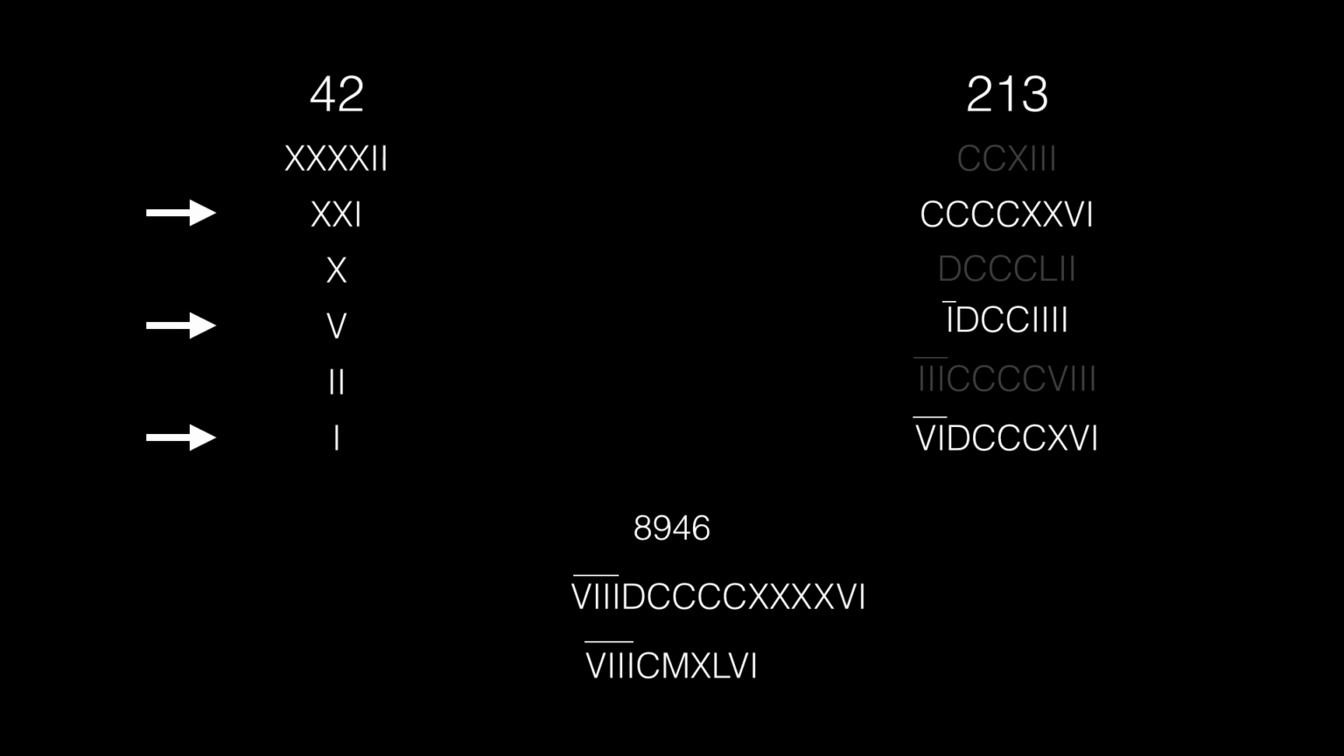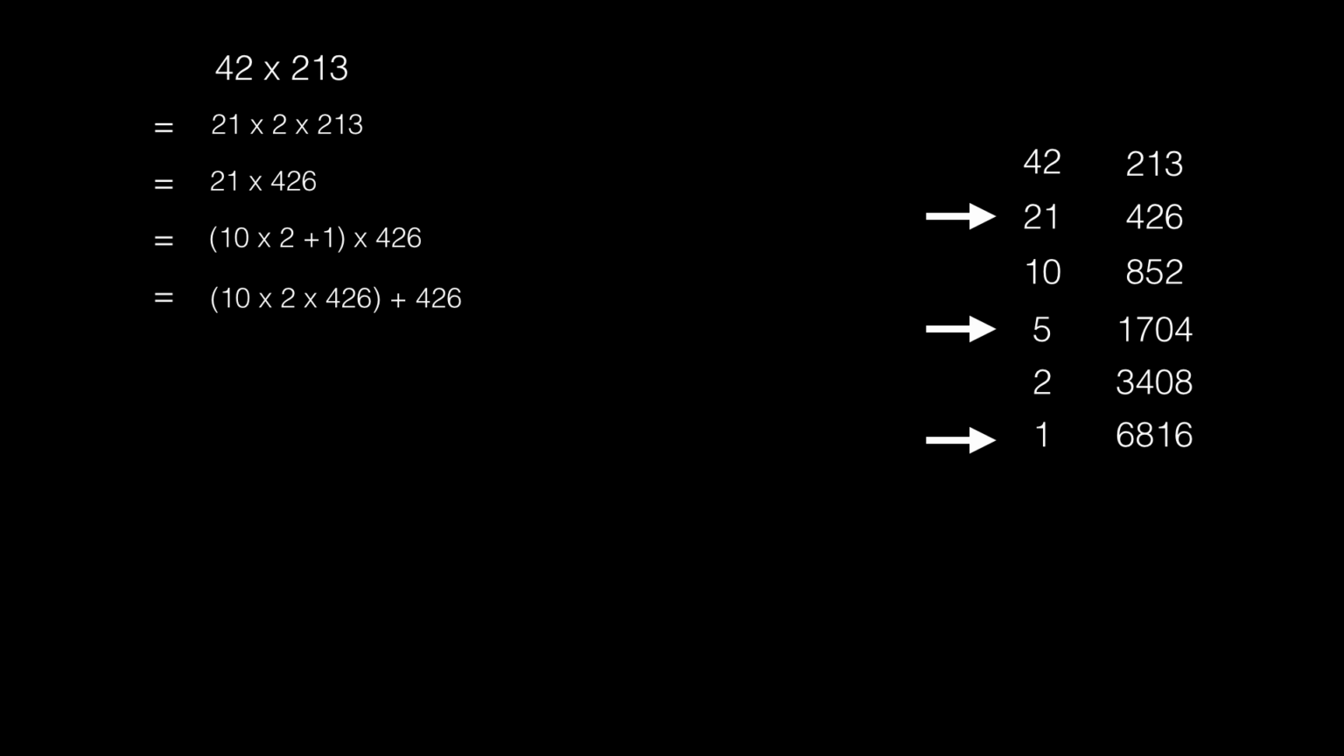So just to know how this works, let's write the corresponding numbers to these Roman numerals and put them aside. Let's start multiplying these numbers in Arabic numerals. 42 times 213 is 21 times 2 times 213. Now 2 times 213 is 426. 21 can be written as 10 times 2 plus 1. By associativity, we can write the same expression like this. Notice the separated number 426. Now 2 times 426 can be written as 852.